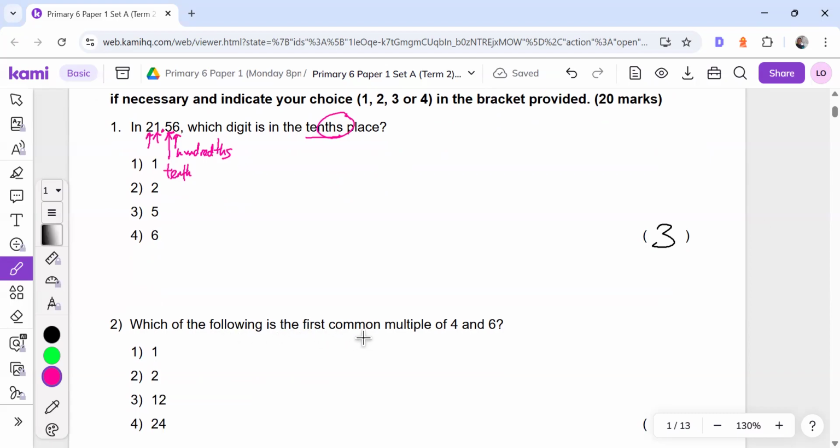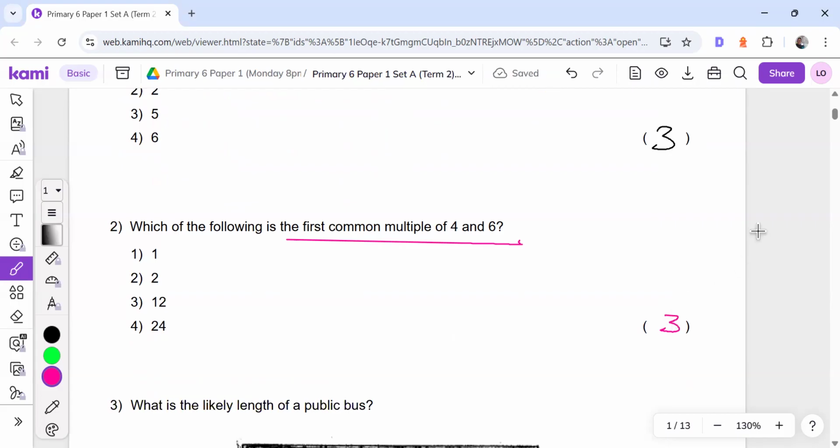Which of the following is the first common multiple? So your answer is number three. I think some of you put 24. You cannot do that, because you cannot take 4 times 6, 24, because that's not the first common multiple. You must always have a table, and then there's a shortcut to get your common multiple. You look at the bigger number and list out the multiples of the bigger number. 6, 12. Can 12 divide by 4? Yes. So that is your first common multiple.